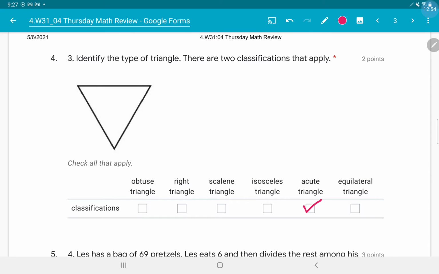All 3. All 3 of them are acute. And then how do you know it's equilateral? All sides look like the same. Yeah, all 3 sides are equal. So it's an acute equilateral triangle. Good job, Scotty.